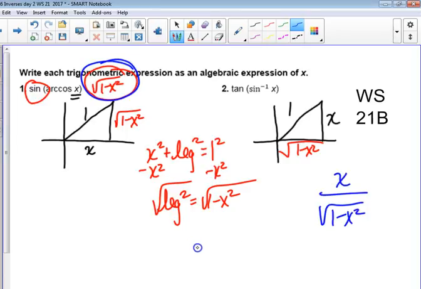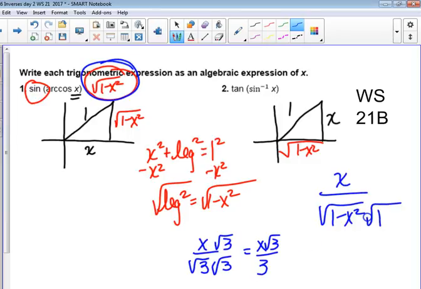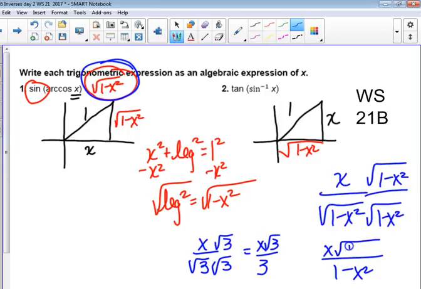Okay. Review for a minute. When we had x over square root of 3, we did this and got x square root of 3 over 3, yes? So when we multiply by this, what are we going to get in the denominator? 1 minus x squared. And when we multiply in the numerator, we have to multiply the same thing because it's a form of 1 here. So it's x square root of 1 minus x squared.